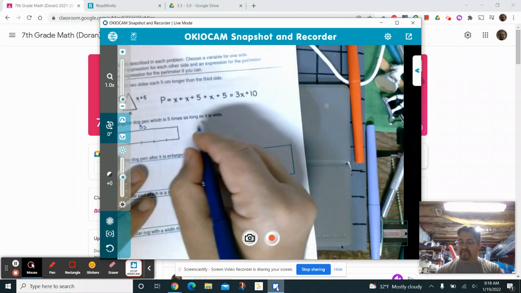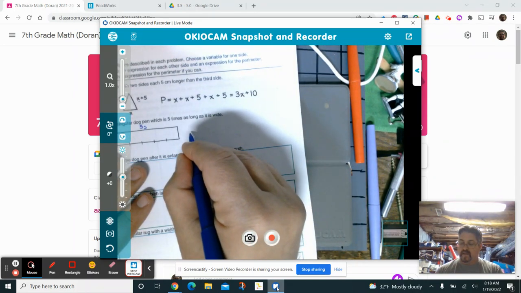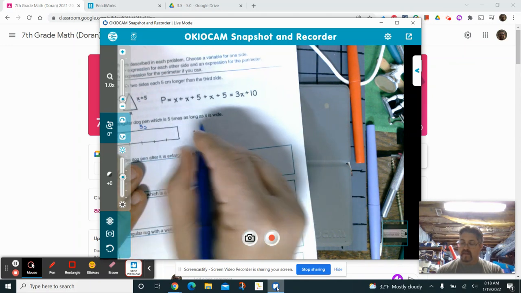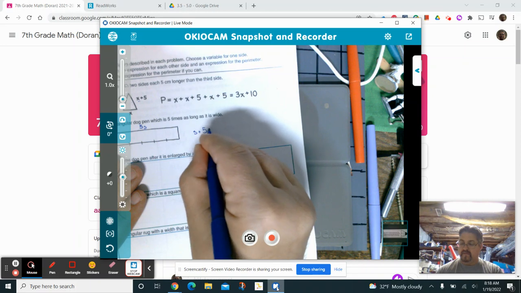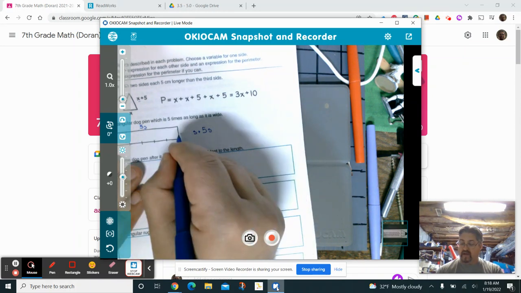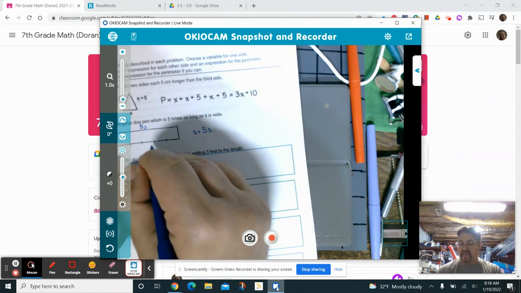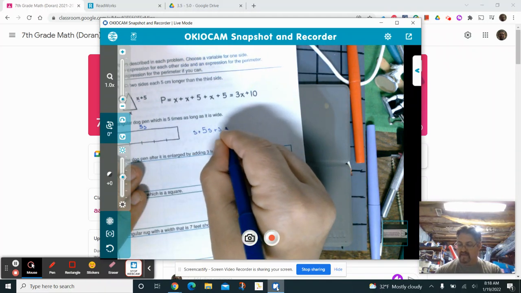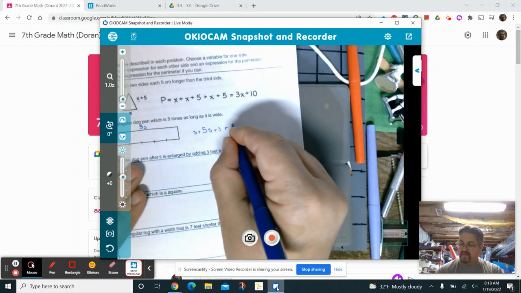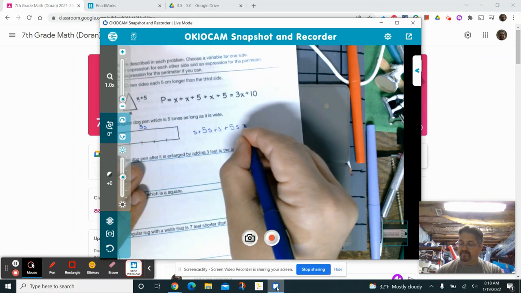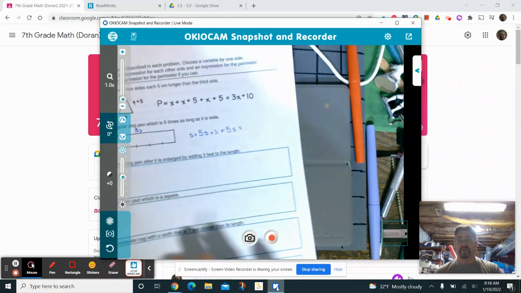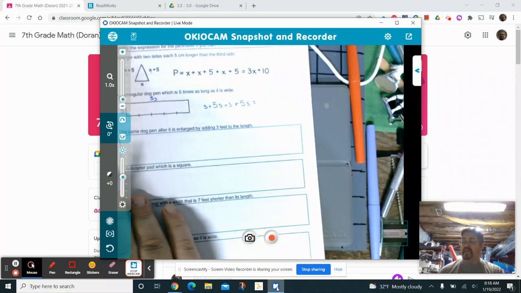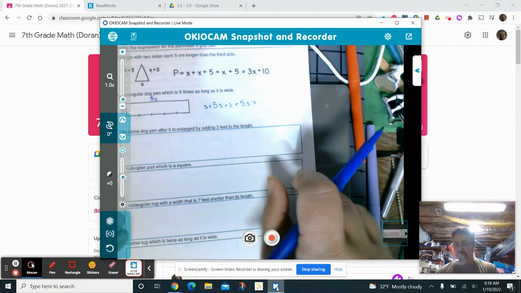So if we have S on this side, 5S up here, another S on this side, right? Because these sides are going to be the same and these sides are going to be the same. Okay. So plus S plus 5S. I'm not going to solve that one for you. You solve that one. They take the same dog pen after they enlarge it by adding 3 feet to the length.